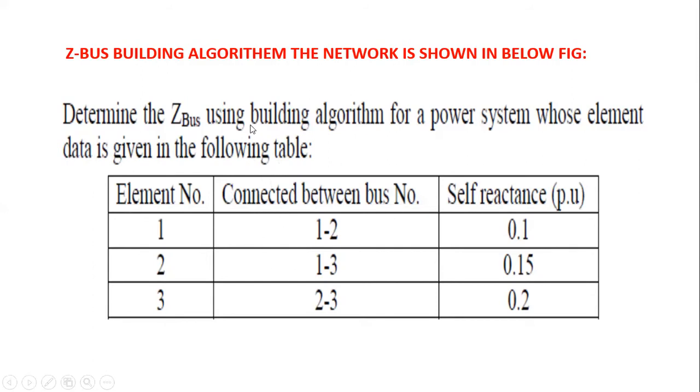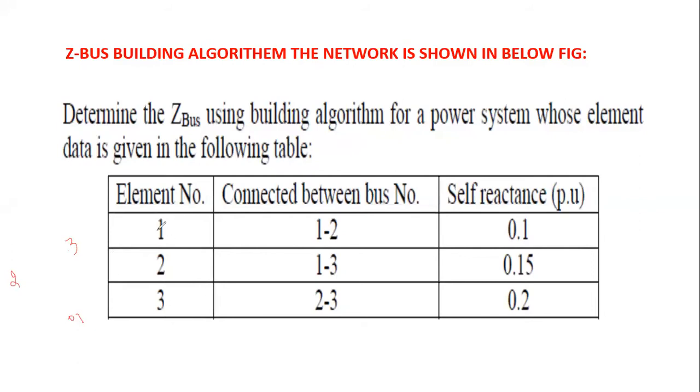Before solving the Z-bus building algorithm, first we draw the graph for the given table. We have 3 elements and 3 buses, so we can draw the network diagram or graph. By using this data, we first draw the diagram. Consider this as node 1, this as node 2 and this as node 3. We have 3 nodes.